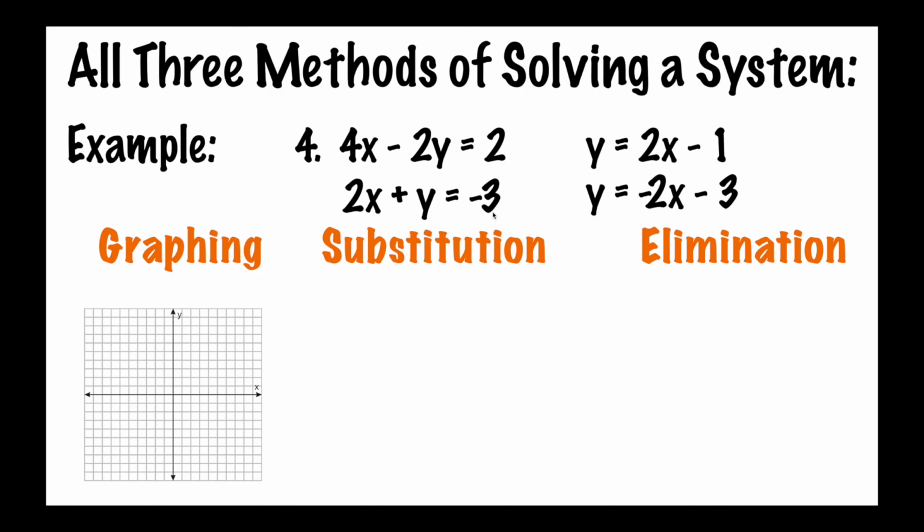So as I graph them, top one is going to be blue. For the blue one, I'm starting at negative 1. Slope is positive, so I know it's going to go up from left to right. And it goes up 2 and over 1.